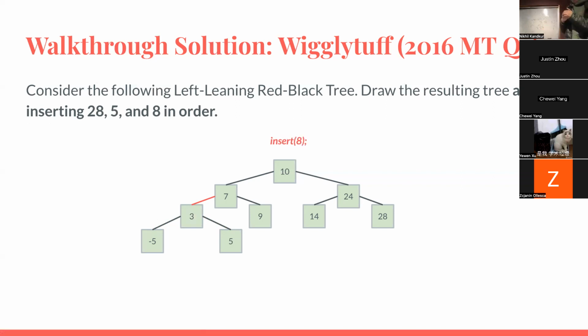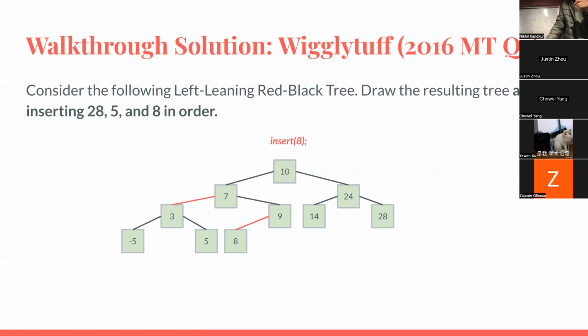And then we do this last insert, 8. Once again, we insert as a red link, and it's going to be to the left of 9. This one actually doesn't have any violations as well, because our links can be left leaning and there are no consecutive left leanings. And then the result is the final solution.